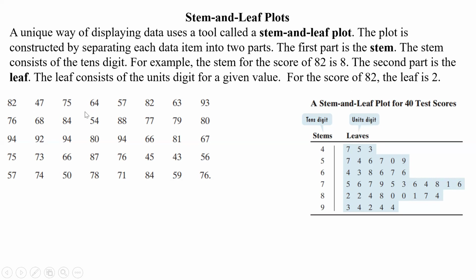Using the data from previously, we figure out it's going from 4 to 9, so we have 4, 5, 6, 7, 8, 9 for our stems. Then we go through from left to right and write down the numbers associated with each. 8 has a 2, so we go down to 8 and put a 2. 4 has a 7, so we go to 7. 7 has a 5, so we go to 5. 6 has a 4, so we go to 4. You keep going until you have your stem and leaf plot, and you should have the same number of digits on the right side as you have numbers in the actual data.